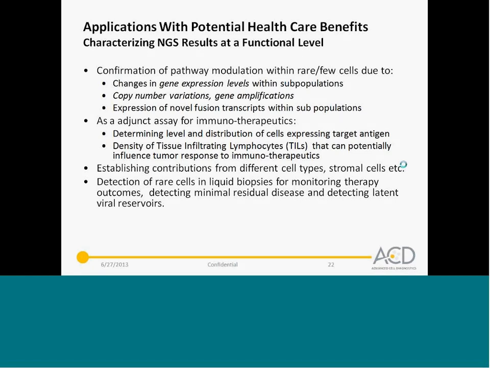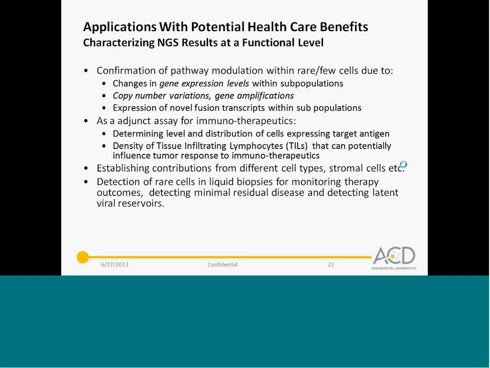We looked at a few applications where we feel the RNA-ISH technology would have potential healthcare benefits to patients, like in this particular instance, characterizing NGS results. The things you can do, obviously, is to characterize pathway modulation, and you can do this if it's occurring in a few cells. And this could lead you to changes in gene expression levels within subpopulations within a tumor space that you have. You look at copy number variations, gene amplifications. You can also detect novel fusion transcripts, anything that may be initially detected by other methods like NGS or high-throughput analysis strategies. You can drill down into subpopulation levels using this method.